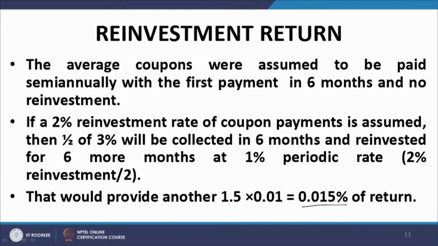So, we will get 1.5 into 1%, that is 0.015% of the return as reinvestment income, if we assume a reinvestment rate of 2% per annum and apply 1% over the amount of coupon payment that occurs at t equal to 6 months, which will be reinvested from t equal to 6 months to t equal to 12 months or 1 year, that is a 6-month period.